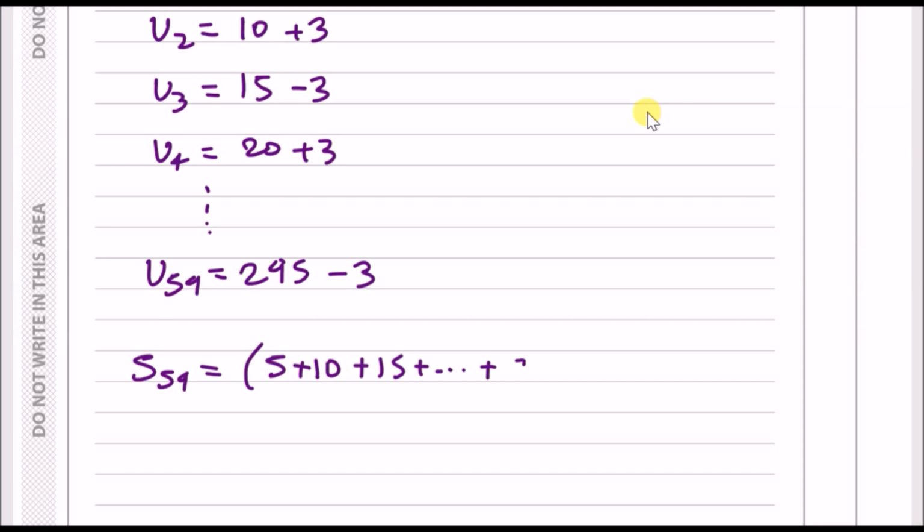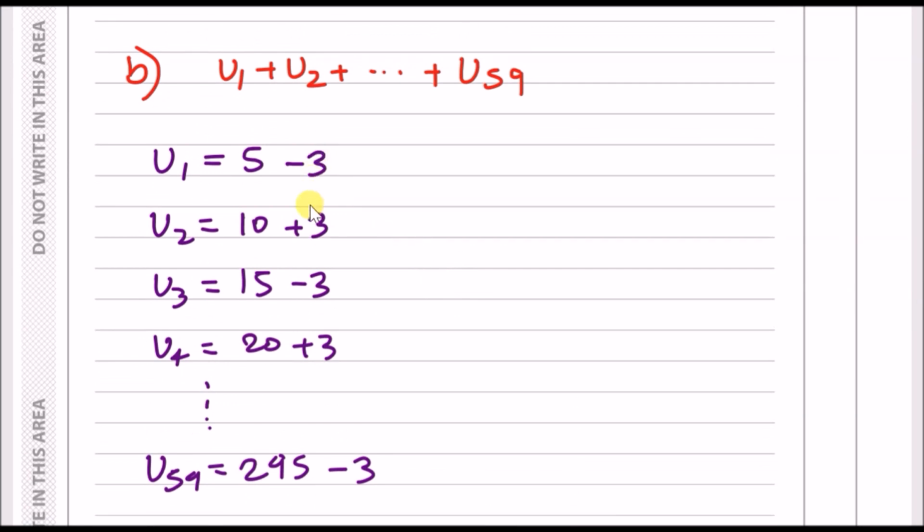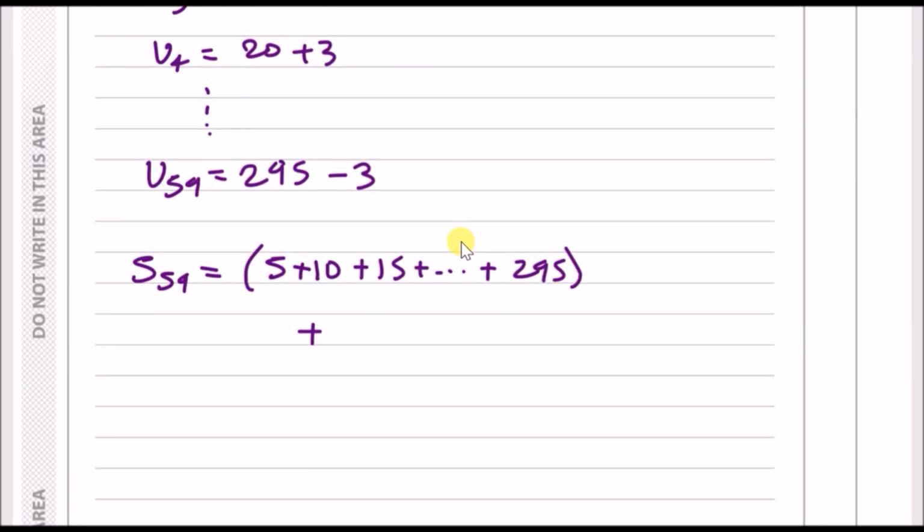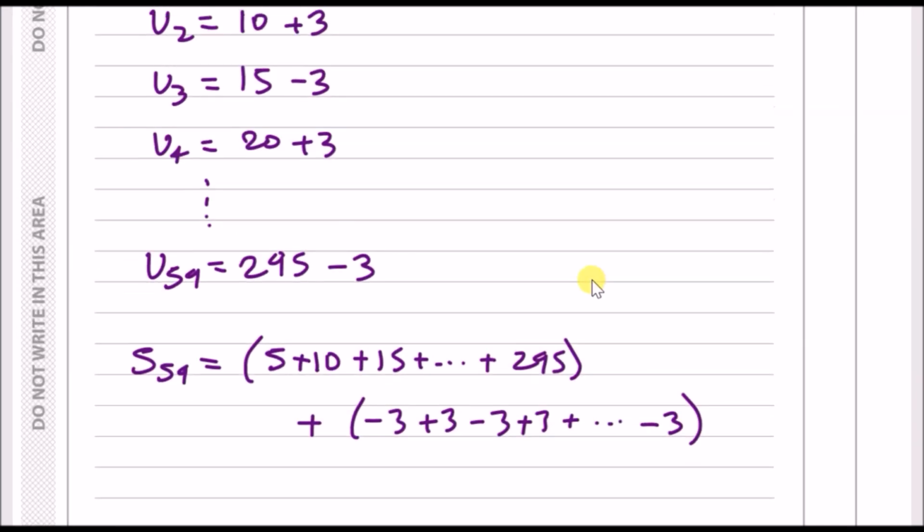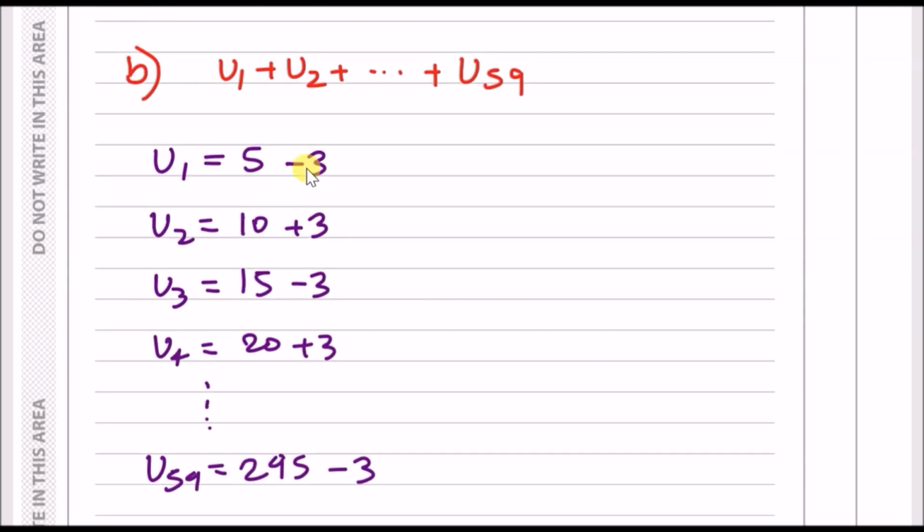which is all going up in 5s, by the way. And then looking at the other list, we've got minus 3 plus 3 minus 3. So you're going to have minus 3 plus 3, minus 3 plus 3 plus ... and it ends in minus 3. Now, if you notice this carefully, for every 2 terms, they cancel out.